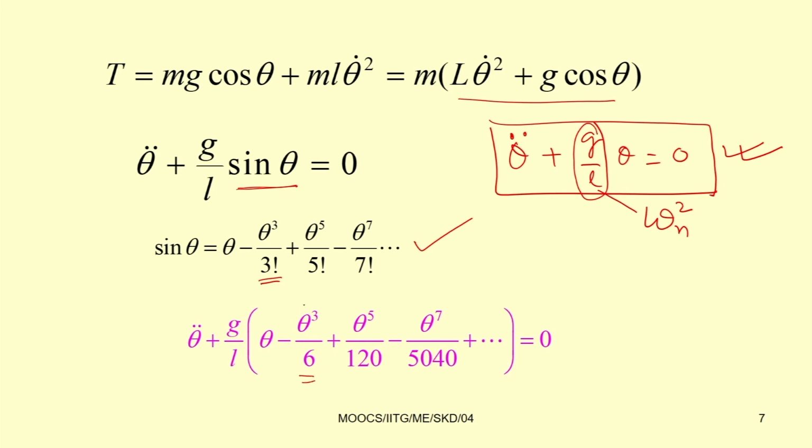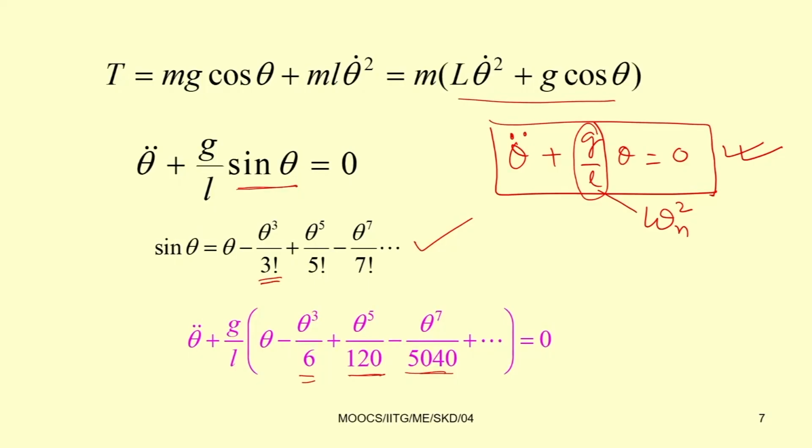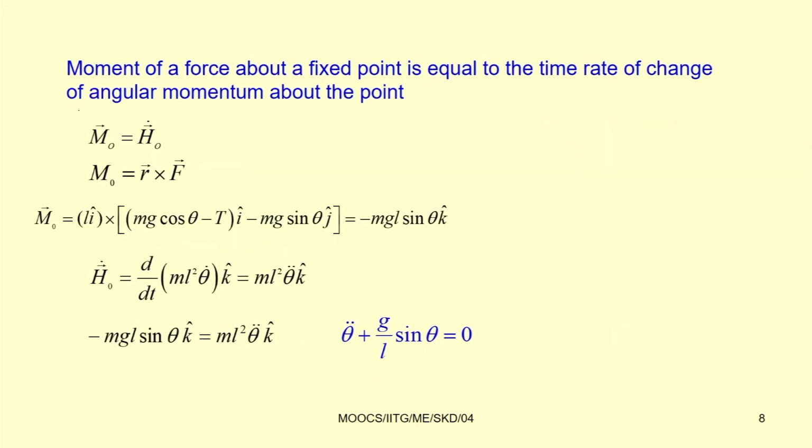You can see that the coefficient here is 1 by 6, here 1 by 120, and here 1 by 5040. So, these numbers can be neglected if theta is very small, but if theta is large, then they cannot be neglected and you get this nonlinear equation of motion. This way you can apply Newton's second law or D'Alembert principle to derive the equation of motion.